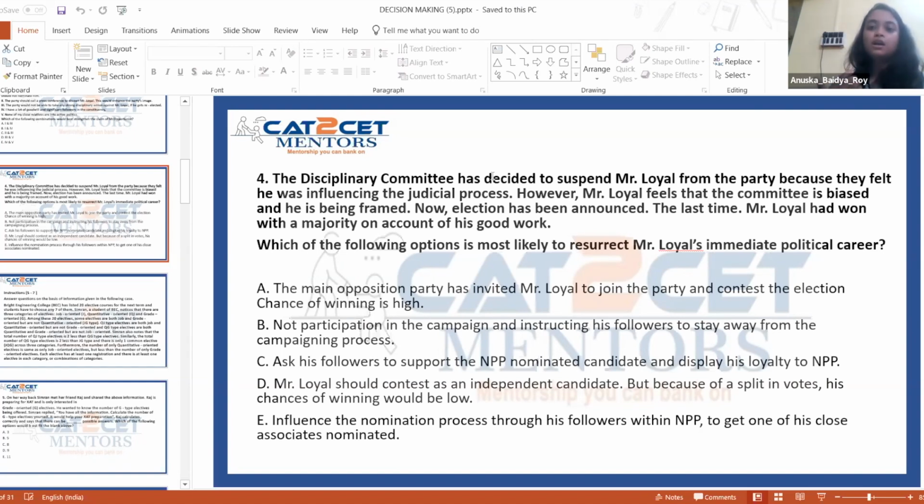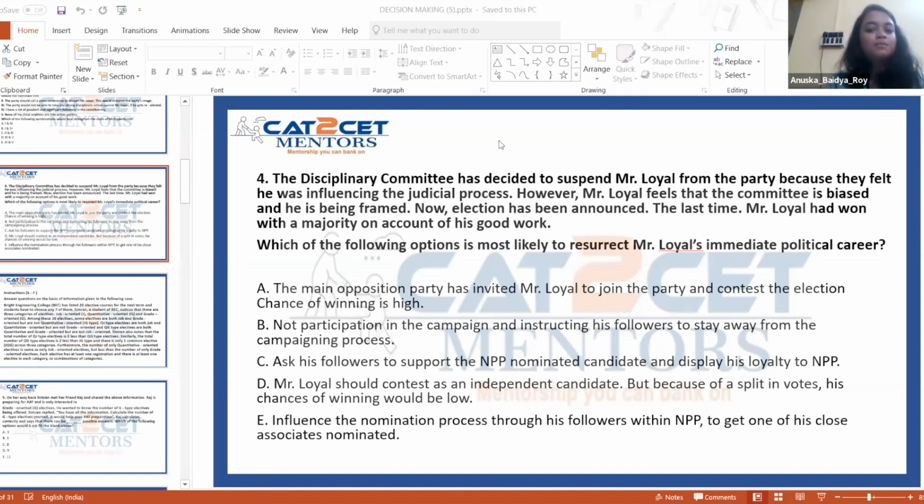Can you see how reading the question is so important, right? Yes. So option A says he should join the opposition party and his chance of winning is very high. So this is a very valid argument. This is a very valid option. We keep it on hold.